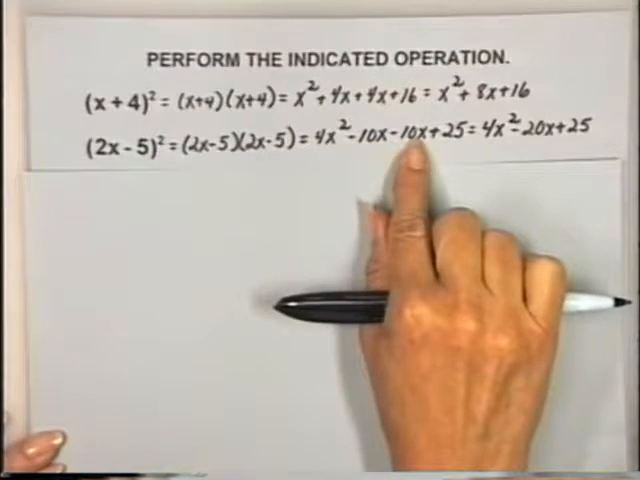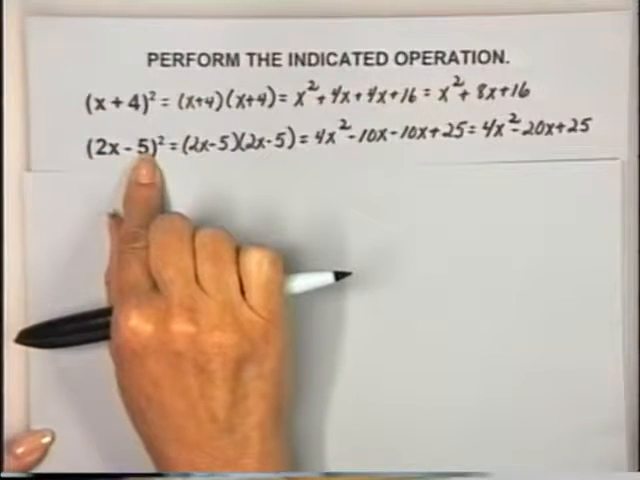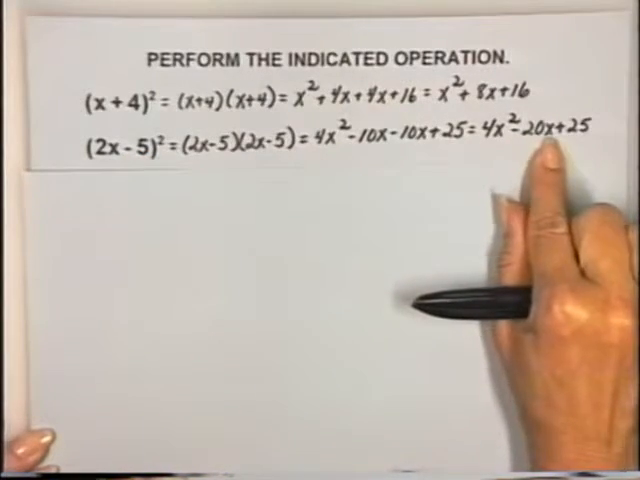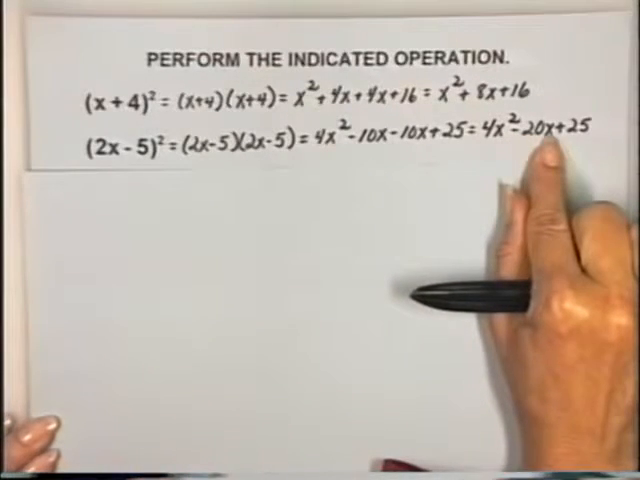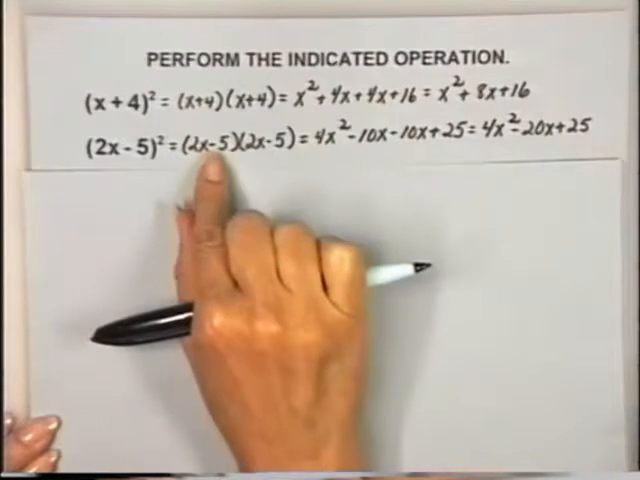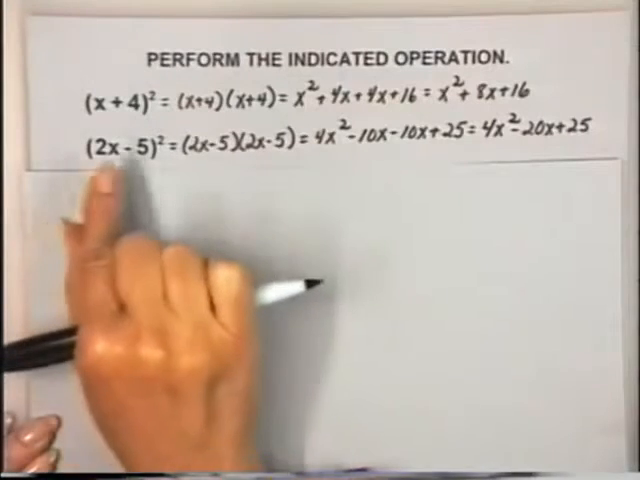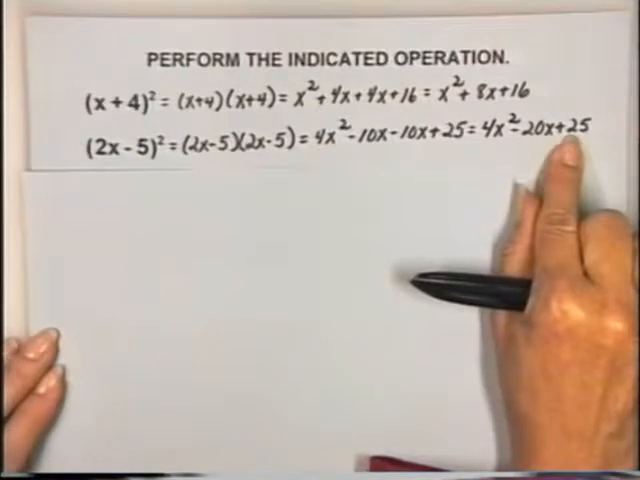To get either the inner or the outer term, we could multiply 2x times minus 5. That would give us minus 10x. And because we have two of the same term, we could say 2 times minus 10x to give us minus 20x. Or we could double minus 10x to give us minus 20x. For the 25, we said negative 5 times negative 5 is positive 25. Or we could have looked at this 5. We could have squared the 5 to get the positive 25.